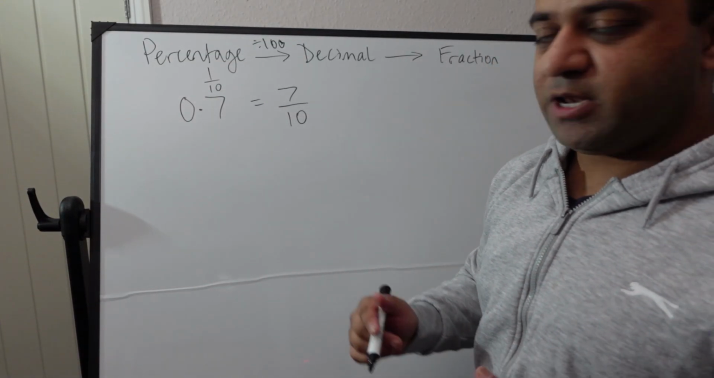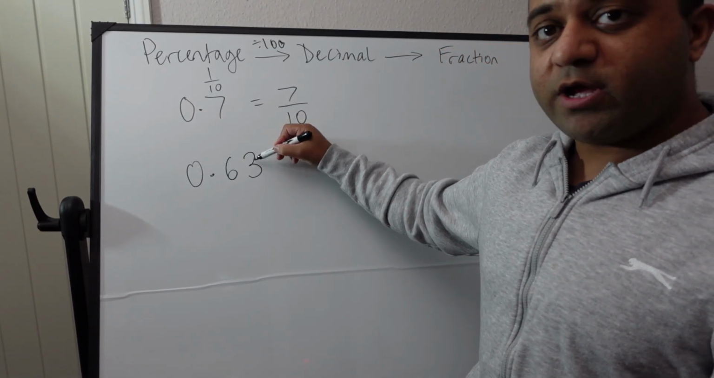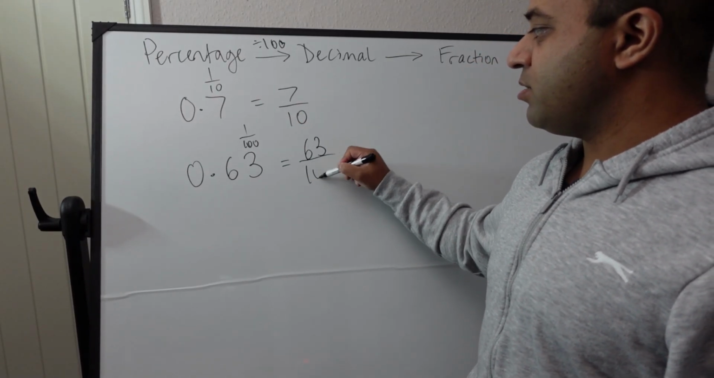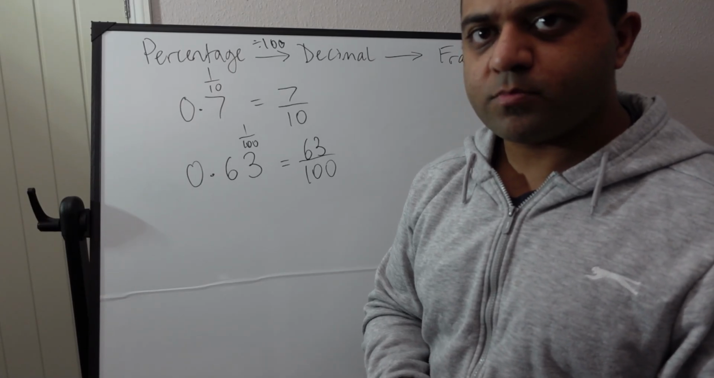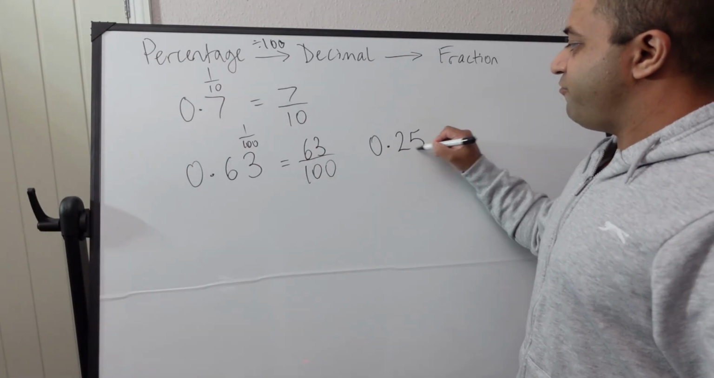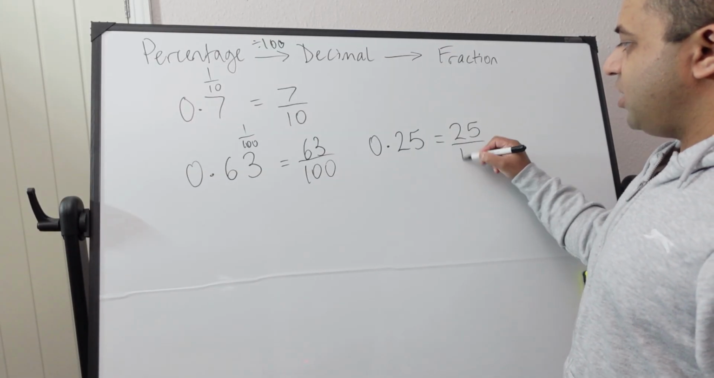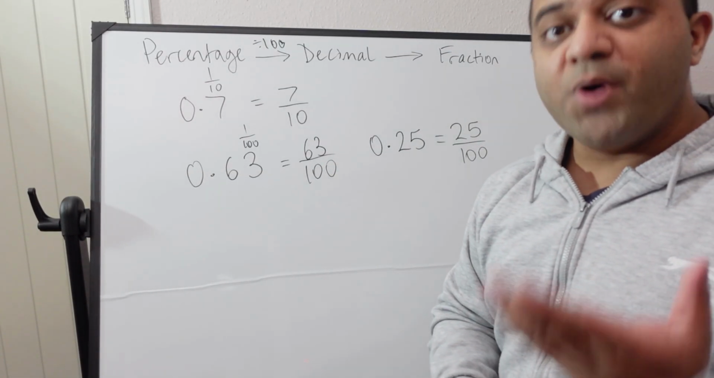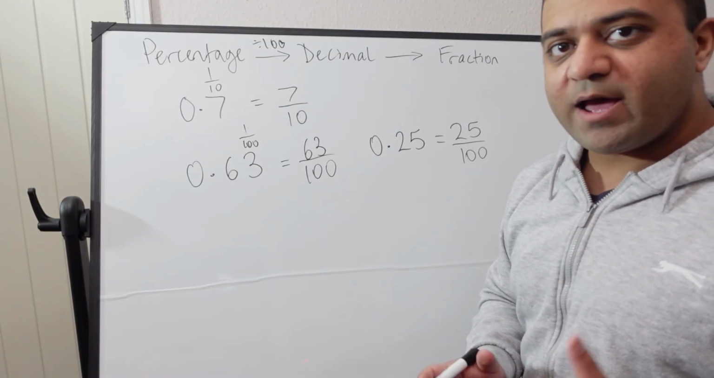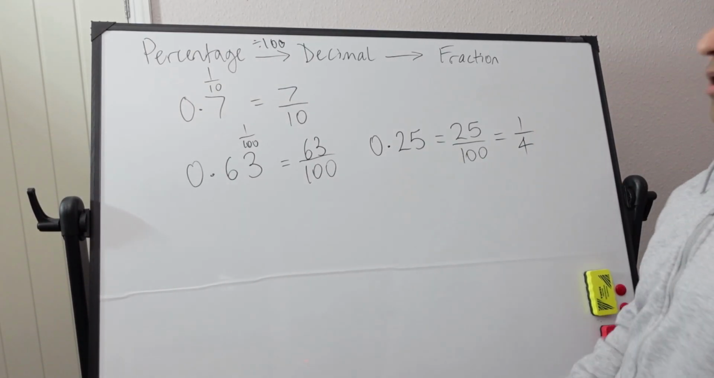If we have a 2 decimal place number, 0.63, then we'll look at the final digit, the 3, which is in the hundredths position, and this is now 63 over 100. Now, if this 2 decimal number, like 0.25, we can change it into 25 over 100, just like this example, but we do need to check if this can be simplified, and 25 and 100 share a common factor of 25. So this can be simplified into a quarter.